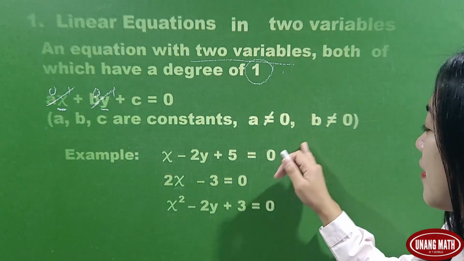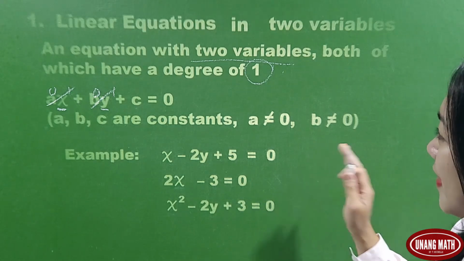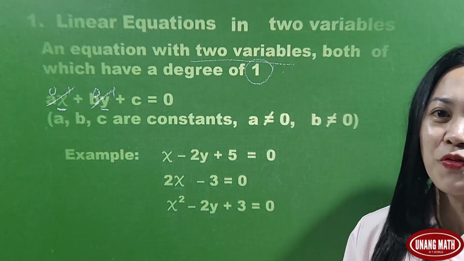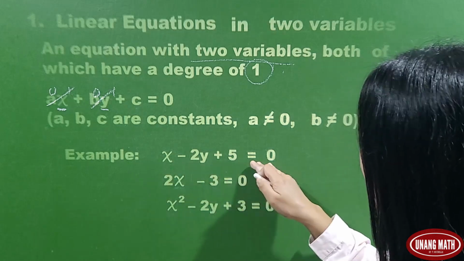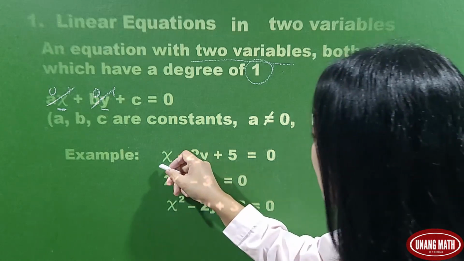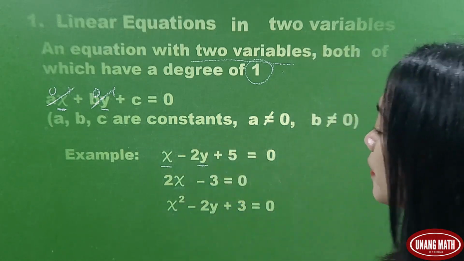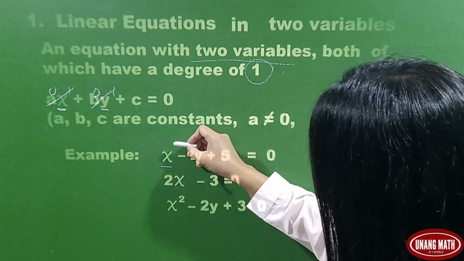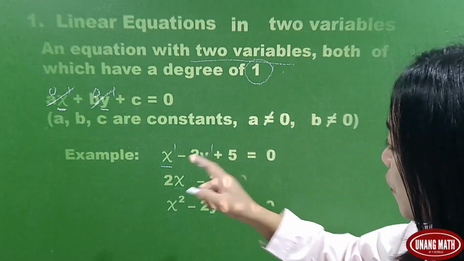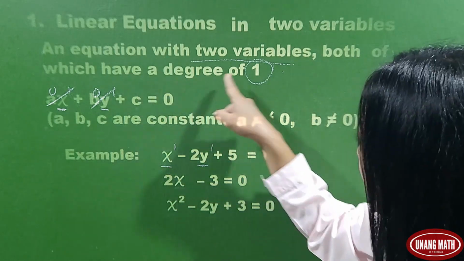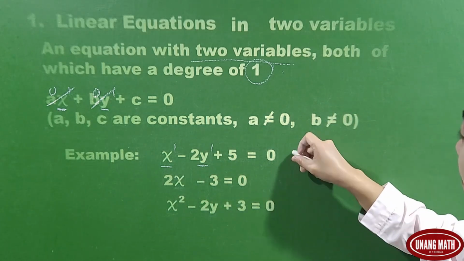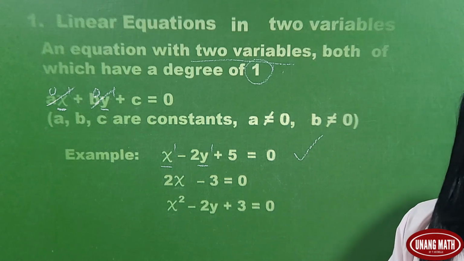Now take a look at these three equations. Let's identify if these equations are linear equations in two variables. The first equation is x minus 2y plus 5 is equal to 0. X is a variable, y is a variable, so we have two variables. The exponent of x is 1, y is also 1, so both variables have a degree of 1. So this is a linear equation in two variables.